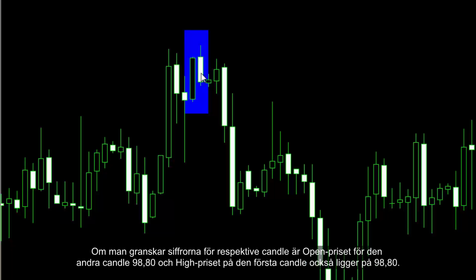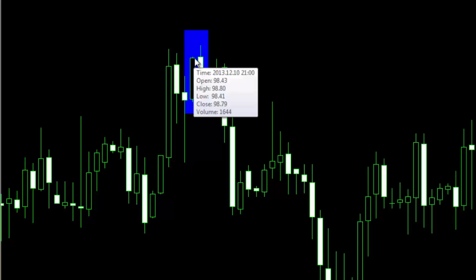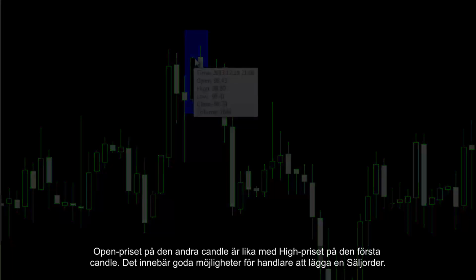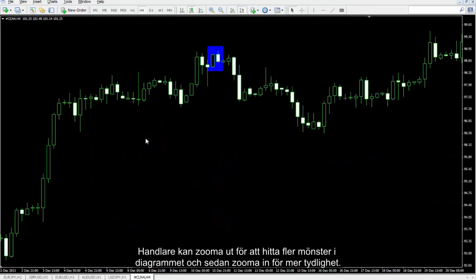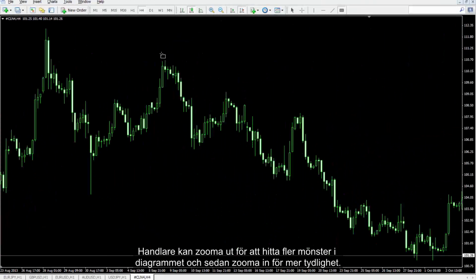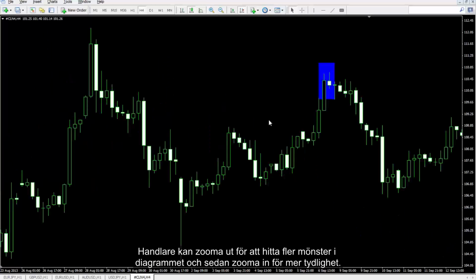If the candle information is considered, the open price of the second candle is 98.8, while the high price of the first candle is also 98.8. The open price of the second candle is equal to the high price of the first candle. Thus, it was a great opportunity for traders to place a sell order. A trader can zoom out to find more patterns on the chart, followed by zooming in for further scrutiny.